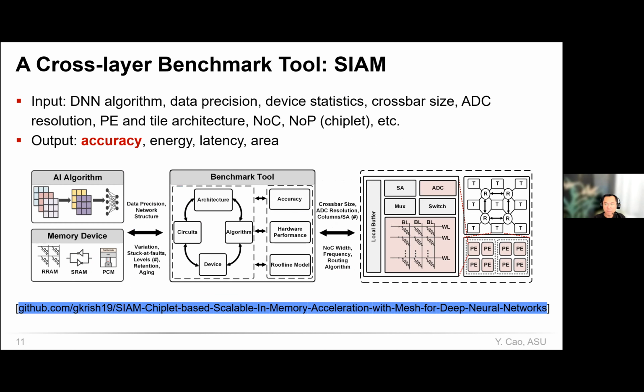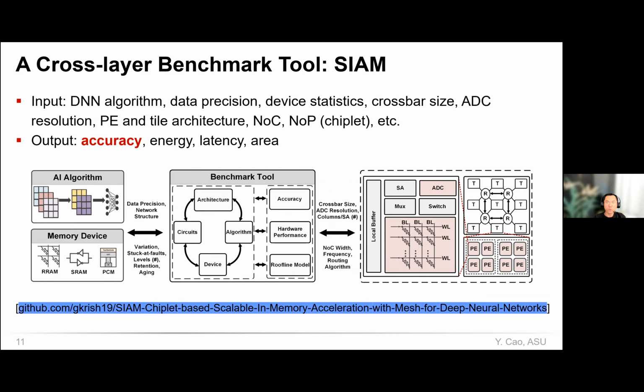To evaluate the impact of that, before we do anything in the hardware design, we need to do a cross-layer evaluation. For that, we developed a cross-layer benchmark tool called CIM. It supports in-memory computing with CMOS or RRAM. It takes algorithm factors and device and structure factors into account. It also considers different levels of interconnection, such as network-on-chip and network-on-package for chiplet-based integration. The tool is released on GitHub as open source, and you're more than welcome to use it, and we'll appreciate your feedback.